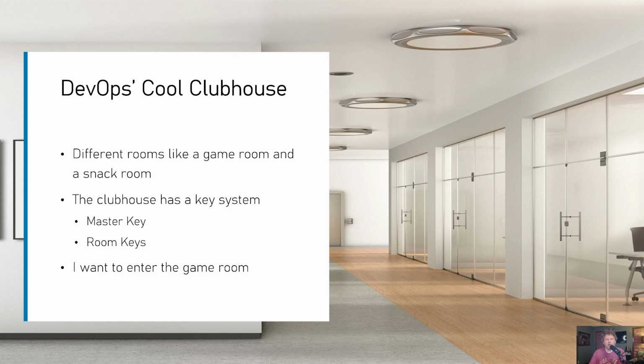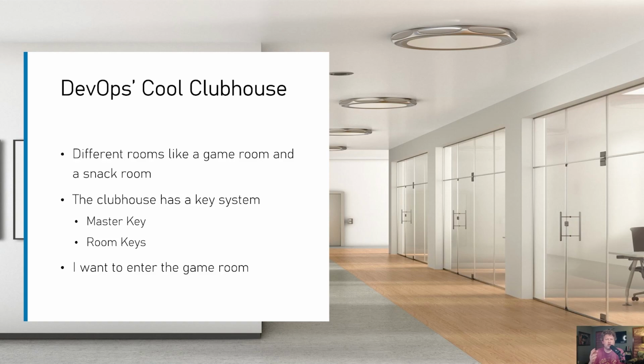Think of a cool clubhouse, the DevOps cool clubhouse, with different rooms, and each room has something special. One room has games, another has snacks, another has secret plans. Now, access to the clubhouse is based on a key system. So you have a master key, and only the owner of the clubhouse has the master key, which opens every room. You also have individual room keys, and these are special keys that only open specific rooms.